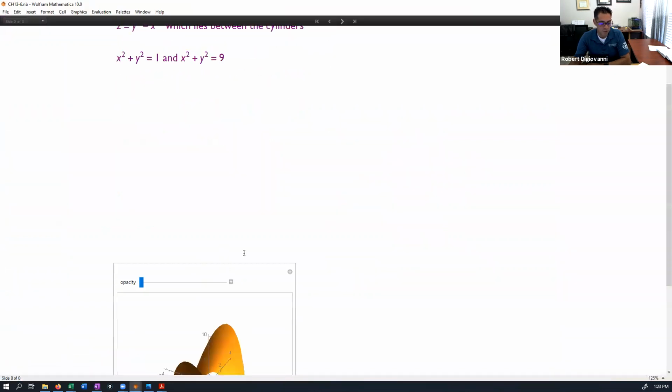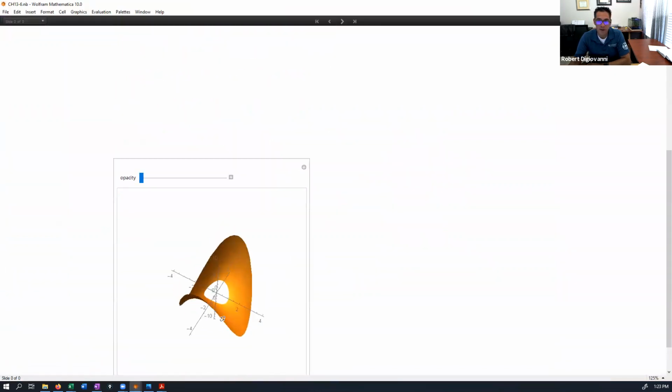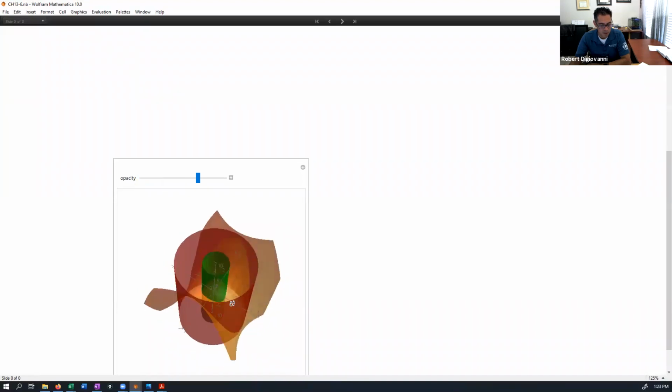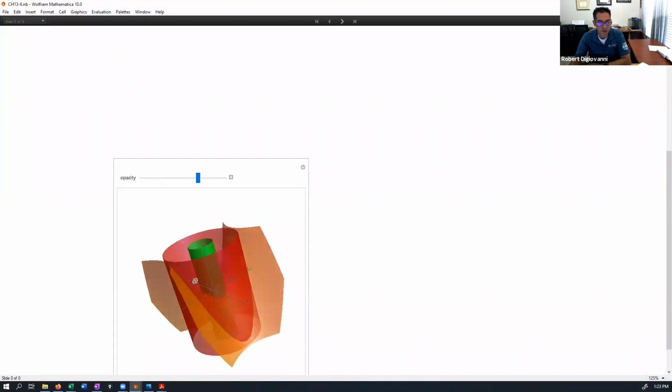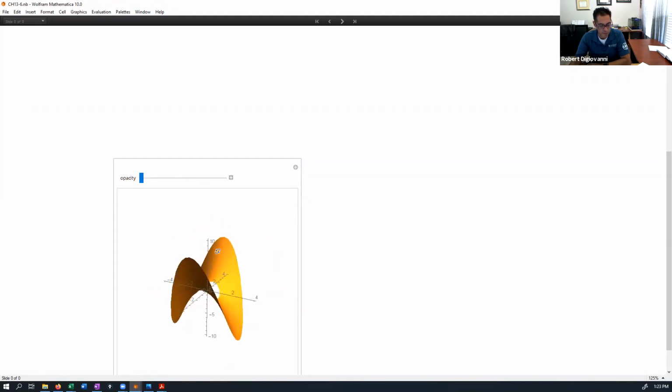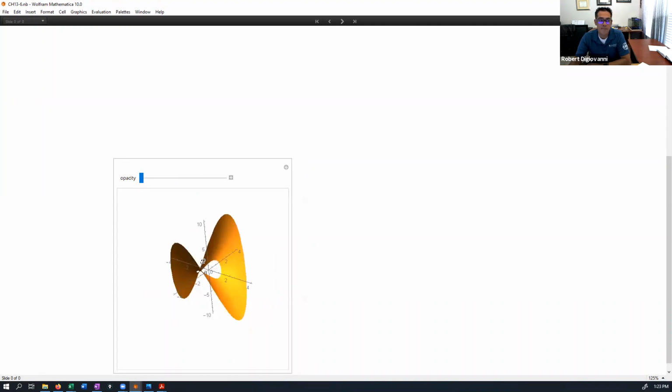My computer can do a much better job. There it is right there. Okay. There's your paraboloid, and you have an inner cylinder that's cut out. See, the cylinders have cut out pieces, and you're looking at the region between them. So that's where you get this from.